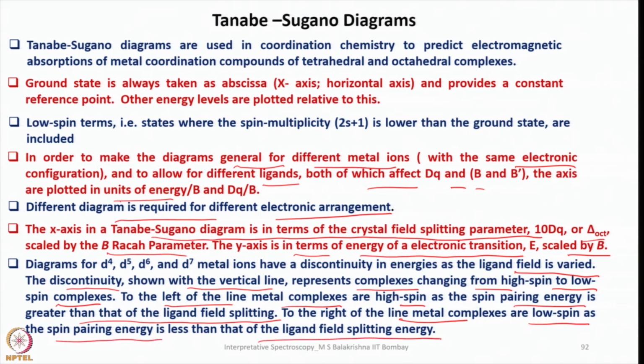So, what you can do is take Tanabe-Sugano diagrams for each electronic configuration, read this paragraph, and then observe the differences, how it looks like. So you can understand in a better way.